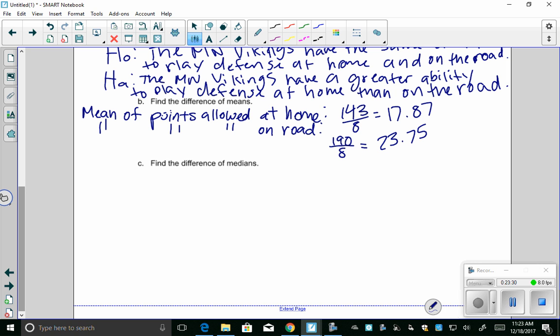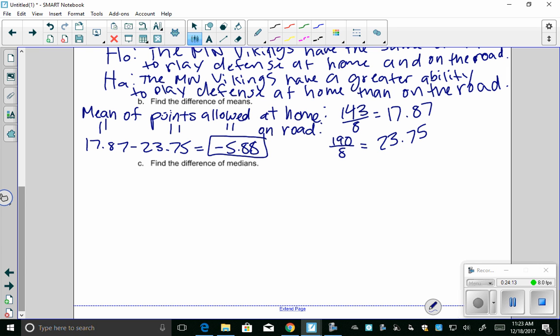Okay. Because our null hypothesis was that they would do better at home, we're going to do home minus road. So you're going to do 17.87 and subtract 23.75. This is your difference of means. It also has another name: this would be your test statistic. So the difference of means, or your test statistic.